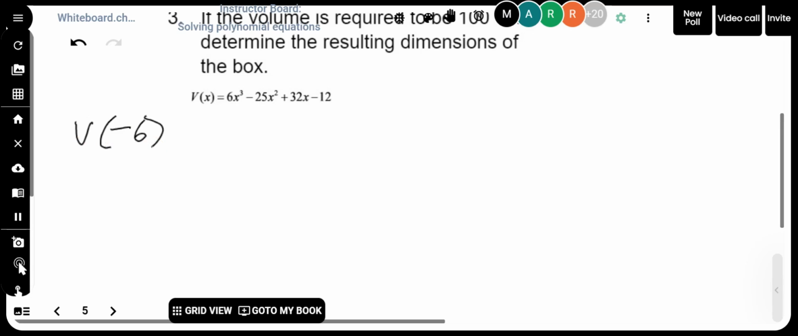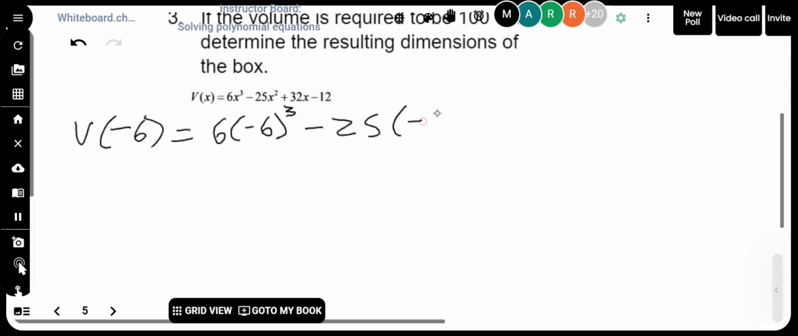So it's a legitimate choice. It's totally legit. So let's see how that works out. So 6 times minus 6, I'm going to go for my calculator in a minute because I don't know how to raise minus 6 to the power of 3. But we will do that in a minute.